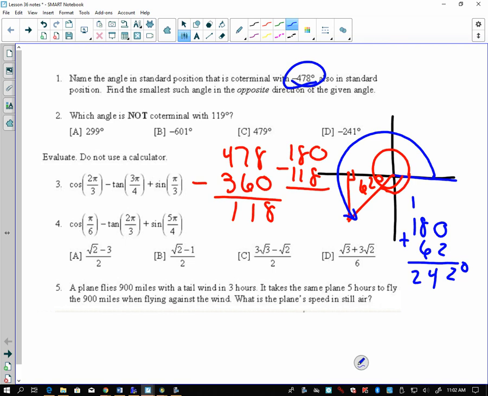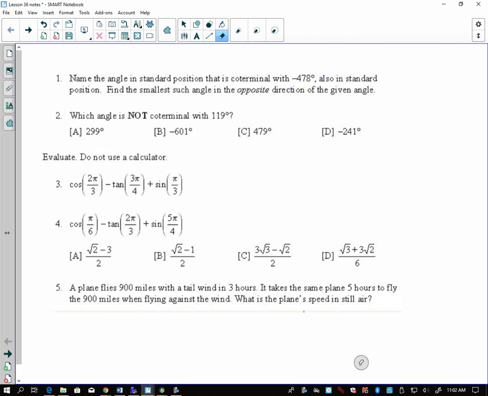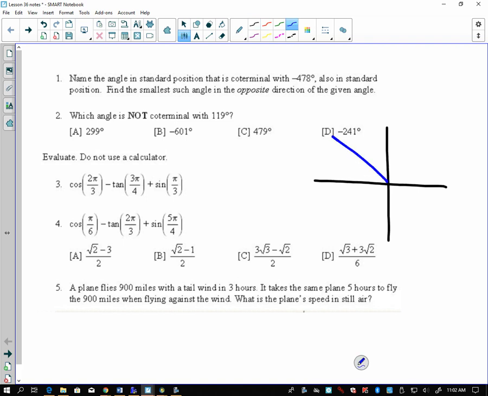Do we understand what we did there? Right. We get the process. Great. Okay, so let's erase this. We got 242 degrees for that. All right. Now it says which angle is not coterminal with 119 degrees. So the first thing we're going to do is actually put 119 degrees on the graph. What quadrant is that going to be in? Second quadrant. Very good. It's going to come out to right there. We know that that is 119 degrees. And we need to check on the rest of these.